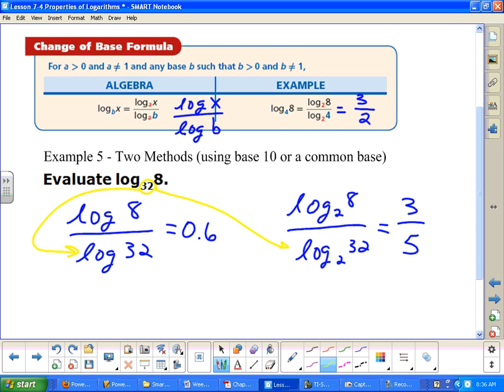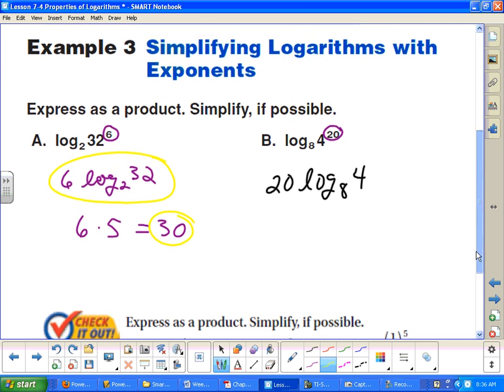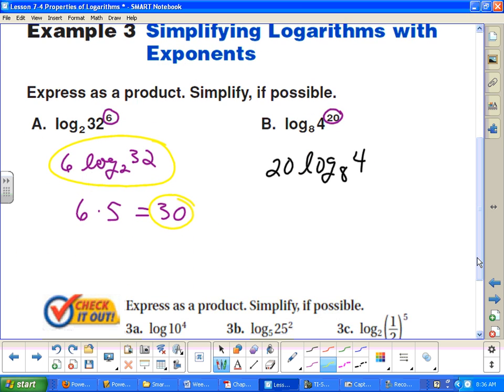All right? So now, let's go back here. And I told you we could simplify this one. All right? So now I want you to simplify this: 20 times the log base 8 of 4.